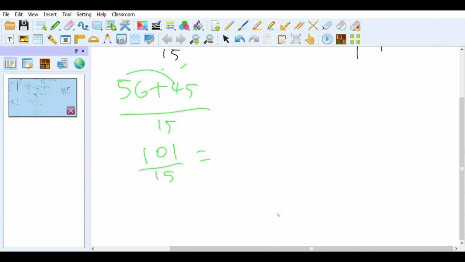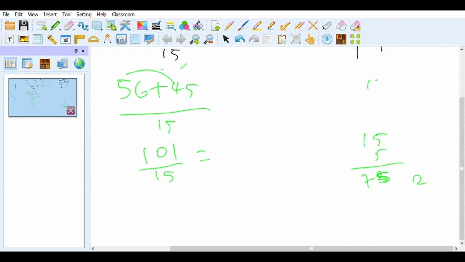Okay, as a rule, anytime you solve and your final answer is an improper fraction, you need to change it to a mixed fraction. So 101 divided by 15, should we try? Okay, let's try 15 times 5. 5 times 5 is 25, carry 2. 5 times 1 is 5, plus 2 is 7.